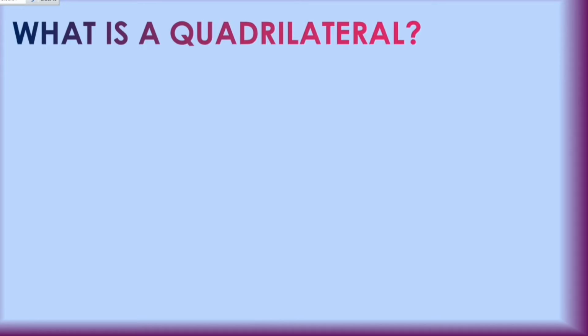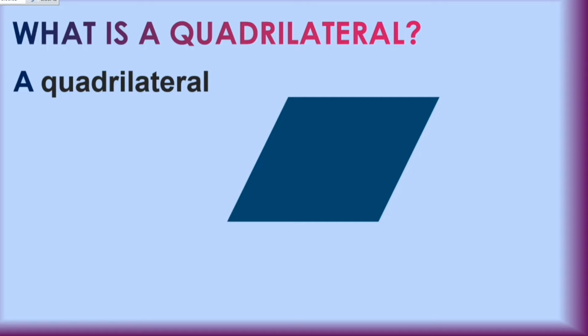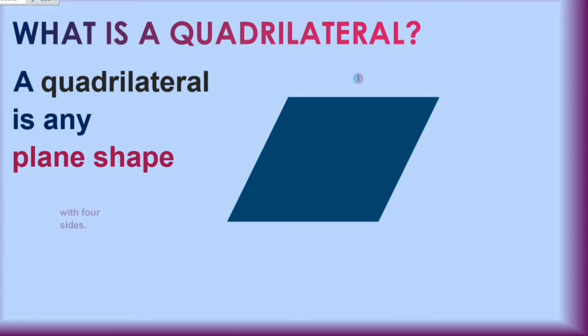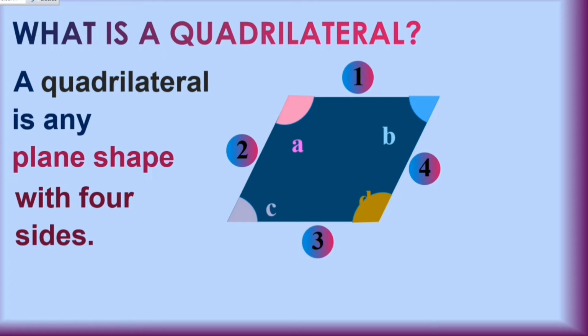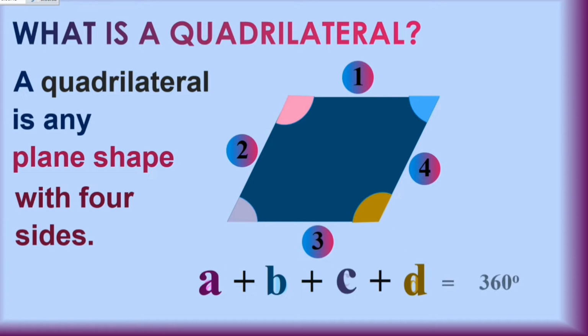So, what is a quadrilateral? A quadrilateral is any plane shape with four sides. The sum of its interior angles is 360 degrees.